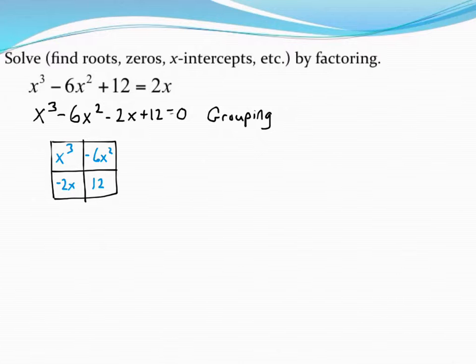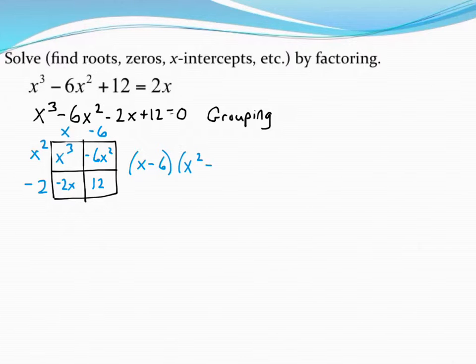What you're doing is looking for greatest common factors across the rows and across the columns. The bottom row has a negative 2 in common. I could divide both of those by negative 2. The top row has x squared in common. Looking up and down the columns, those can both be divided by x, and those can both be divided by negative 6, remembering to match signs on the outside. So your factored answer should be x minus 6, and then x squared minus 2.